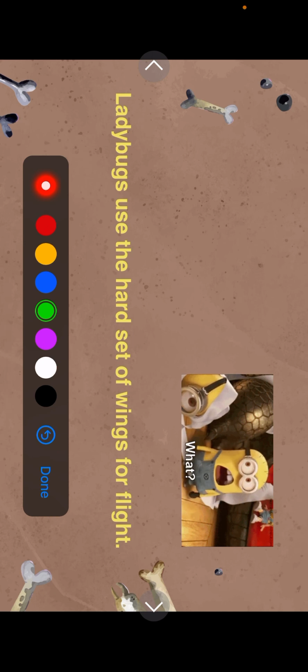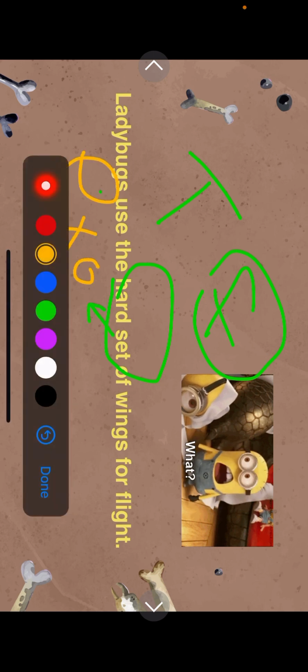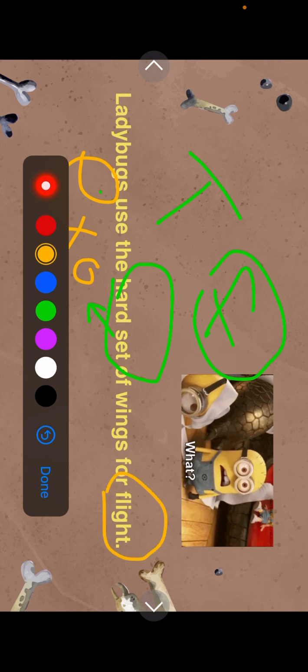Let's answer the questions now. Number one, true or false? The ladybug uses the hard set of wings for flight. Of course it is false. The ladybug uses the hard set as an exoskeleton, but the soft one for flight, not the hard one, okay?